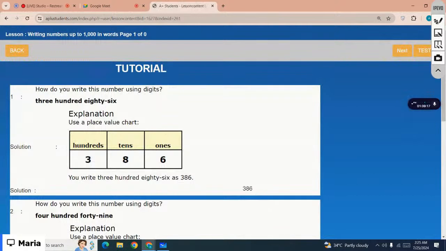Numbers up to 1000 in words. How do you write this number using digits? 386. So you have to see the place value of the digits. 3 is at the hundreds position, 8 is at the tens position, and 6 is at the ones position.